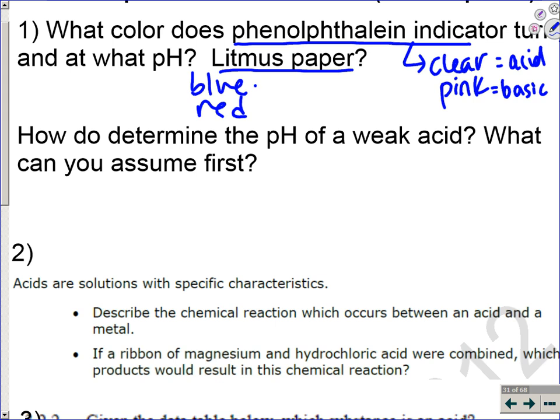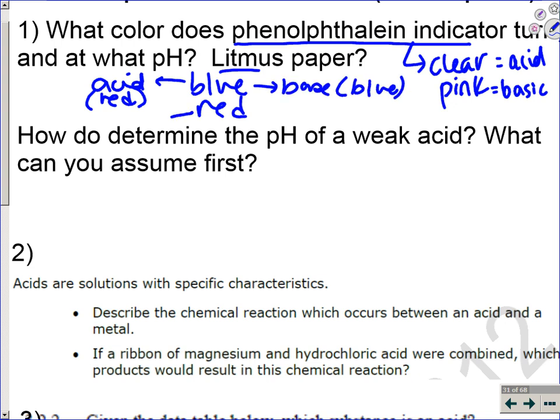It stays blue. So if I put blue paper in base, it's going to stay blue. If I put blue paper in acid, it's going to change red. Okay, so we're going to kind of use that same logic. Blue paper in base, that's going to be blue.